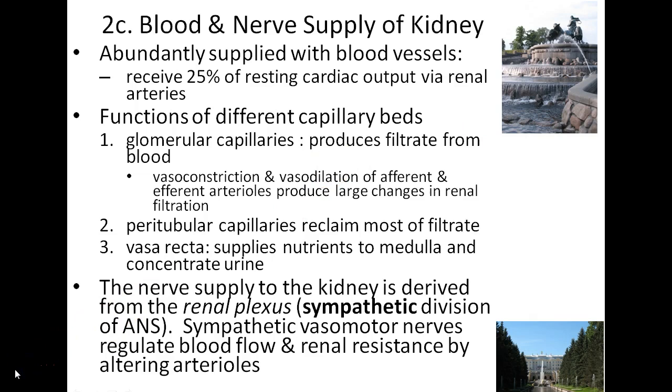This slide has a nice summary of some general ideas about the kidney. We see that the kidney does get a significant amount of blood from the blood vessels, receiving about 25% of resting cardiac output. And again, that's coming in through the renal arteries. We have capillary beds. Earlier we mentioned glomerular capillaries. Again, we'll take a little bit more look at those later on down the road. That's going to produce a substance called filtrate from blood. So that's going to be an early precursor to urine.